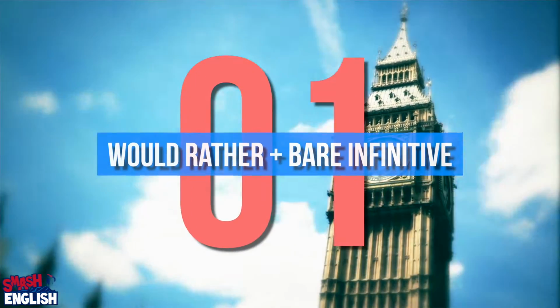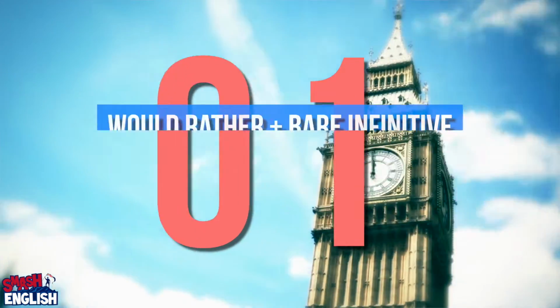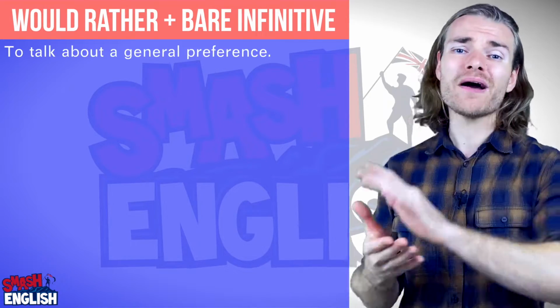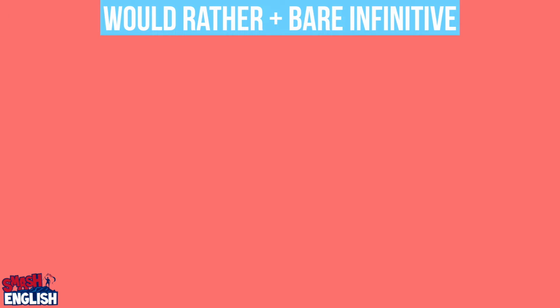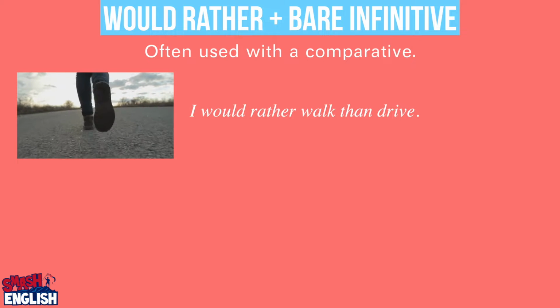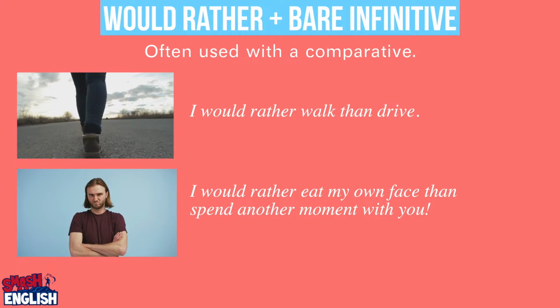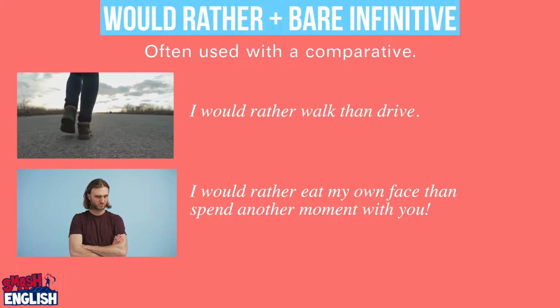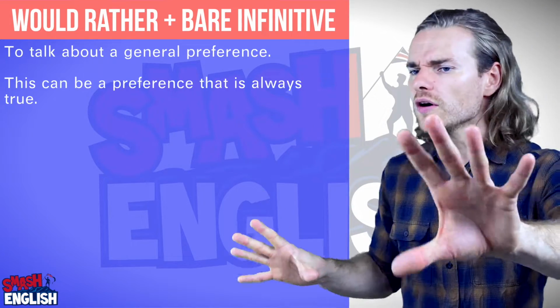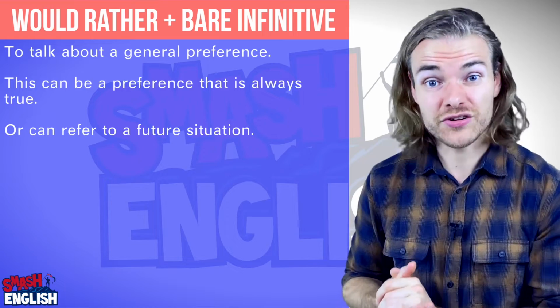Would rather plus the bare infinitive. We use would rather with the bare infinitive to talk about a general preference. We often use this in the form of a comparative. I would rather walk than drive. I'd rather eat my own face than spend another moment with you. These can refer to a preference that is always true or to a future situation.